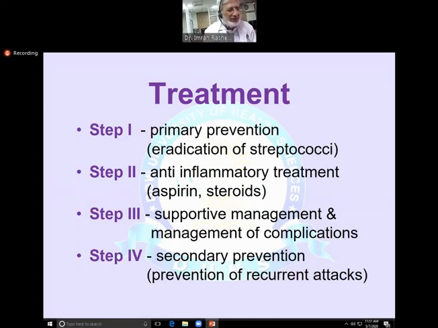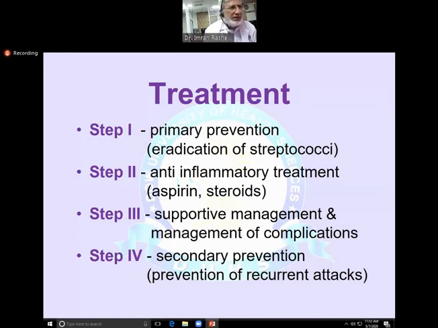If we have this clinical knowledge and we have diagnosed that yes, this is most likely a patient of rheumatic fever, why? Because this patient is fulfilling the Jones criteria. This patient is having one major criterion, two minor criteria, and recent evidence of streptococcal infection is also there. So now you have made up your mind that yes, this is most likely a case of rheumatic fever. Now let's start the treatment.